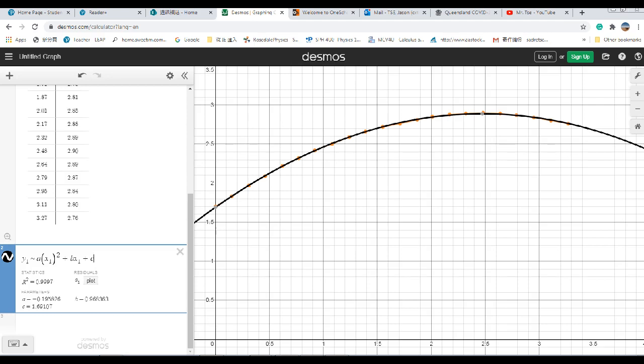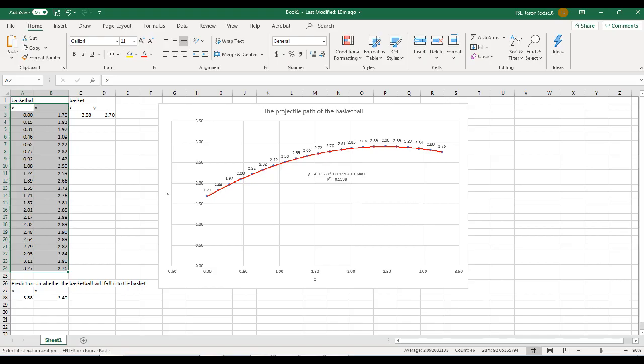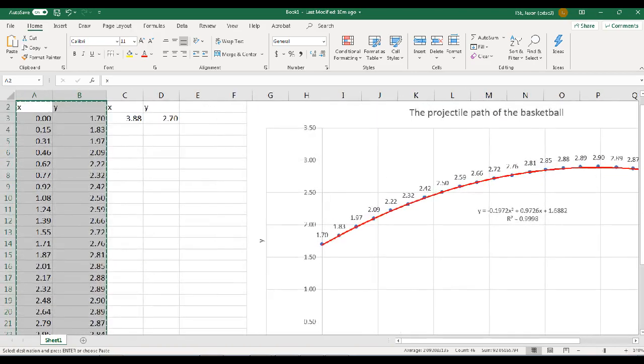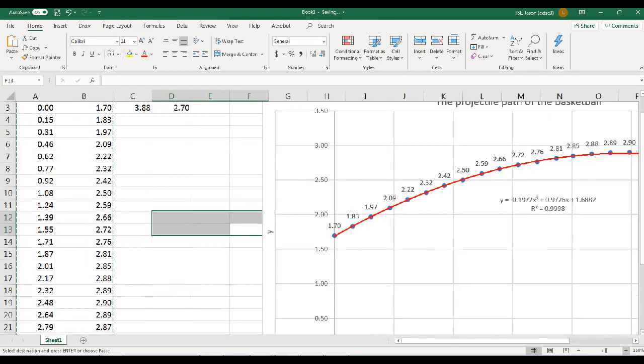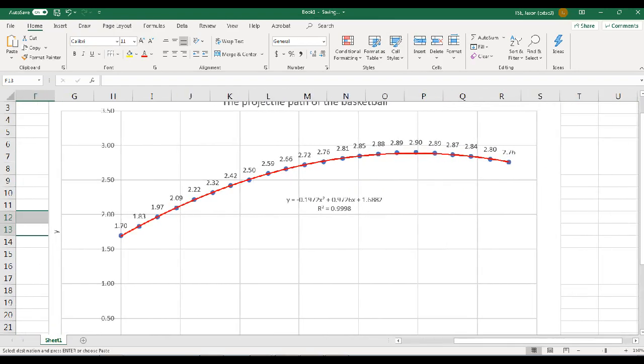Let's compare this one with the one we got in Excel. So when we go back to Excel, let's look at the equation we've got. Again, in Excel it is also a general form. So that's the equation in the general form.